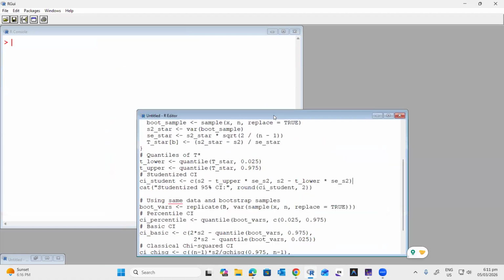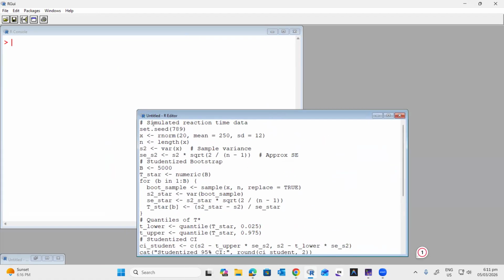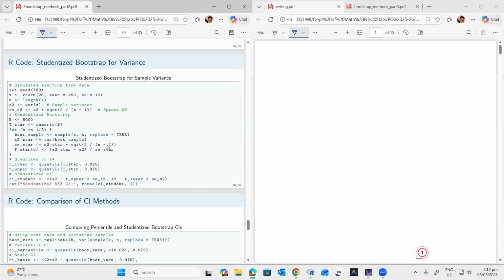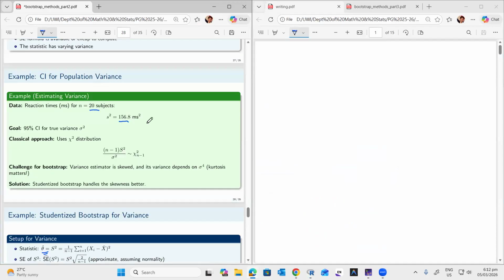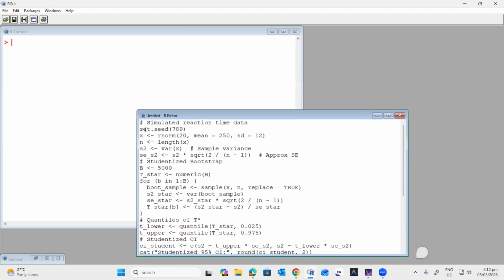So here what we are doing, for the simulated data, we are going to do it. We put the set.seed to generate the same sample from the same seed again and again. Here in this example, we didn't have the sample. They just simply said we had 20 observations, but they didn't provide us the observations. So we are going to generate those observations from a normal distribution with mean 250 and standard deviation 12. All right.